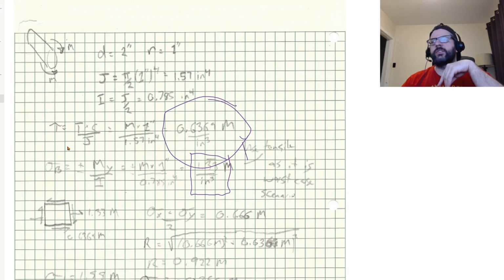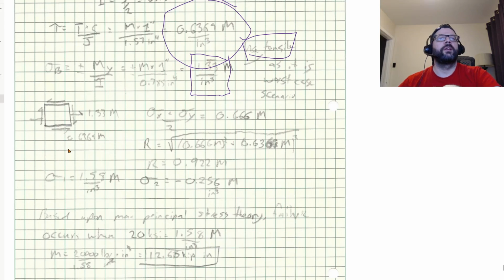So our little stress element looks like this. We've got 1.33 per inch cubed times M tensile stress, and then the shear stress is 0.6369 times M per inch cubed. So the average normal stress, the average of the x and the y stresses, is just the x stress divided by 2, so 0.666 M.